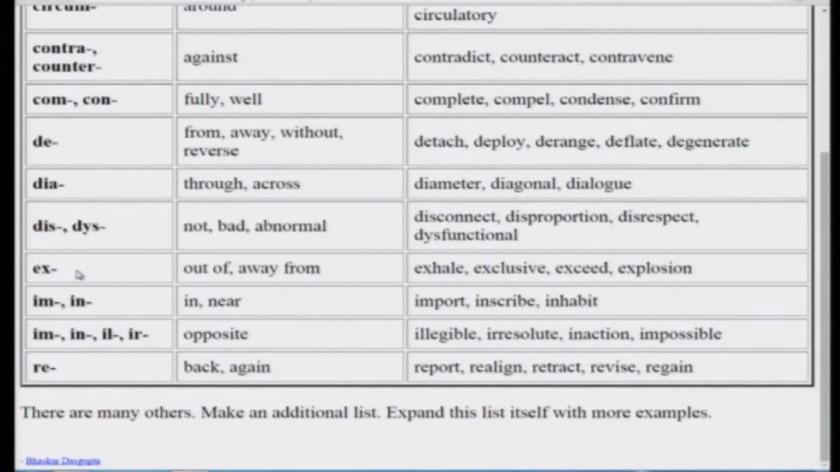X, the way D is away from, X is typically out of. Okay? Out of, away from also comes in the meaning. Exhale: inhale is to take inside, exhale is to take outside, in breathing. Okay? Exclusive, exceed, going beyond something. Explosion. Okay? Im or in, one meaning is in or near, and examples are import, inscribe. So, if you have a figure and inside that figure, almost touching the figure at several points, you draw something, you inscribe. Okay? Inhabit.